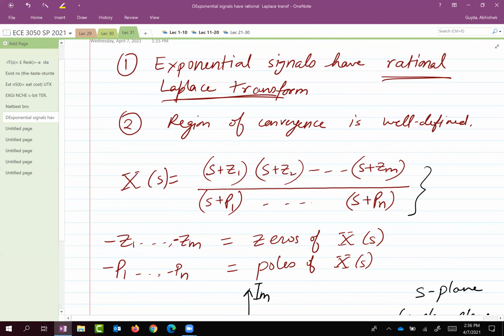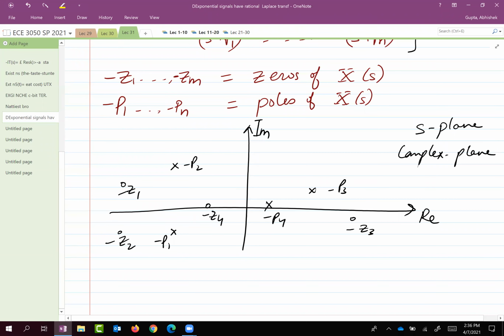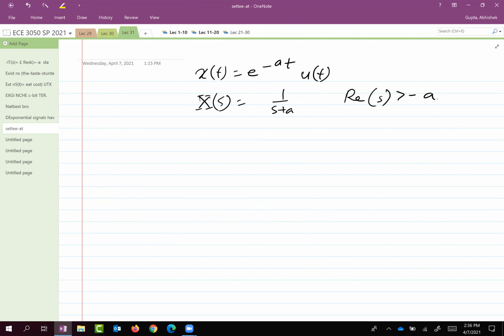Okay. Now let's talk about the region of convergence and how do we show the region of convergence. Actually, I've already showed you how region of convergence is shown. So let's consider the signal x of t equals e raised to negative at u of t, for which the Laplace transform is 1 over s plus a, and the region of convergence is real part of s greater than negative a.